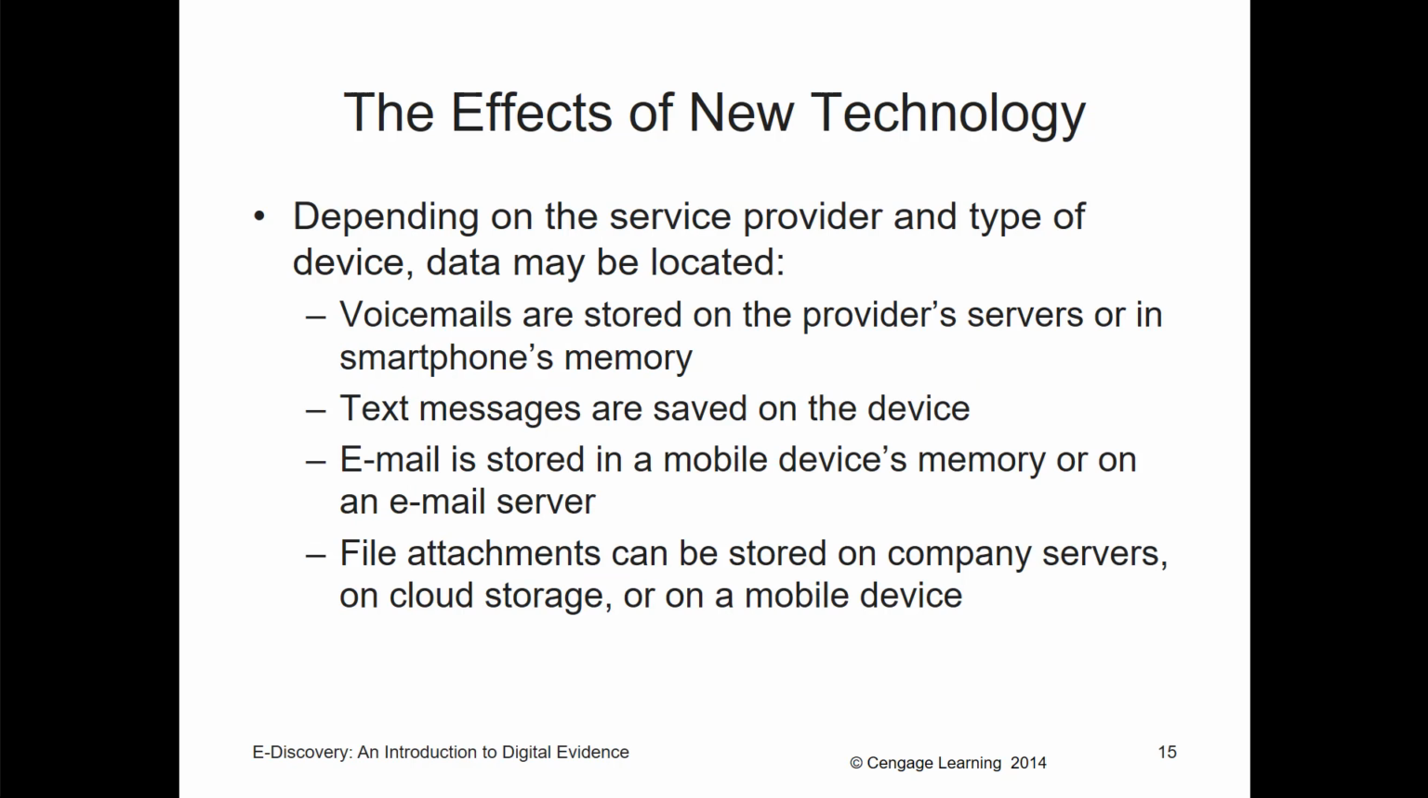Depending on the service provider and the type of device, the place where data is stored is going to be different. With smartphones, however, voicemails are stored on the provider's server. Text messages are stored on the device. Emails are stored on the device. File attachments can be stored on the servers, in cloud storage, or on the mobile device. So again, it's not always on the device or the service provider. Once we start entering smart devices, there's a whole new cloud component to this.